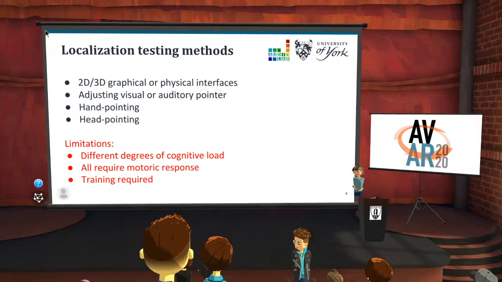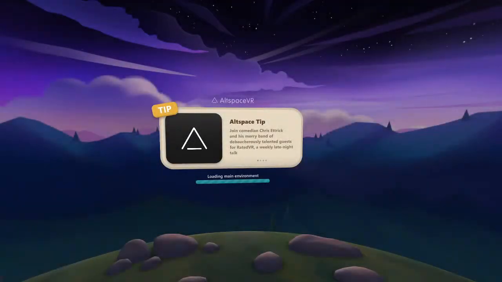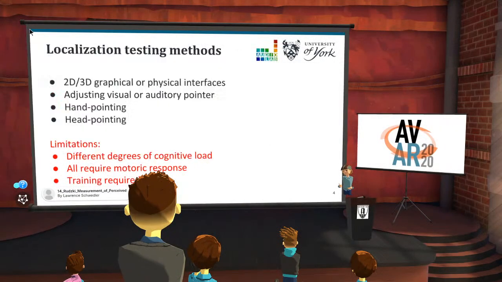And there's a number of established methods for running such tests, starting with simple stuff like displaying a 2D interface on the screen, and we ask participants to point where the location of the sound source is, to more sophisticated ones. Some of them require adjustment of the visual or auditory pointer using and head pointing methods. But all of these methods have some drawbacks, some limitations.